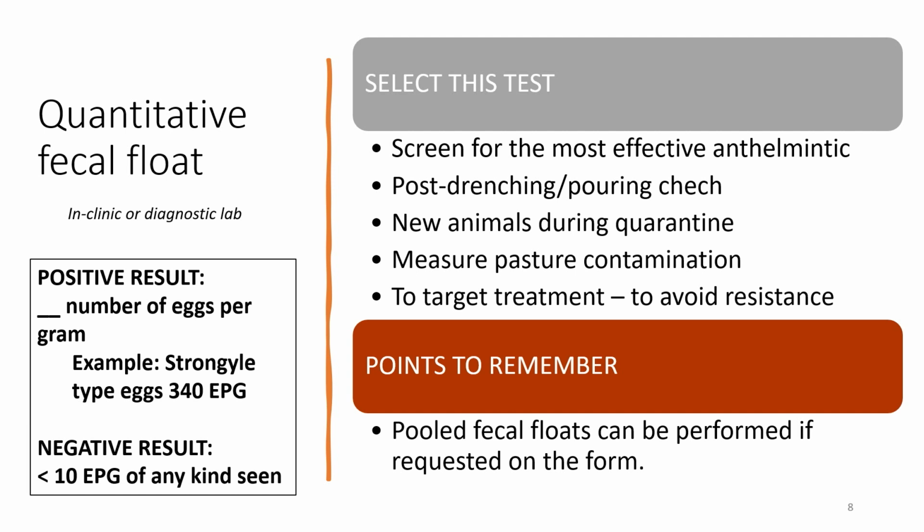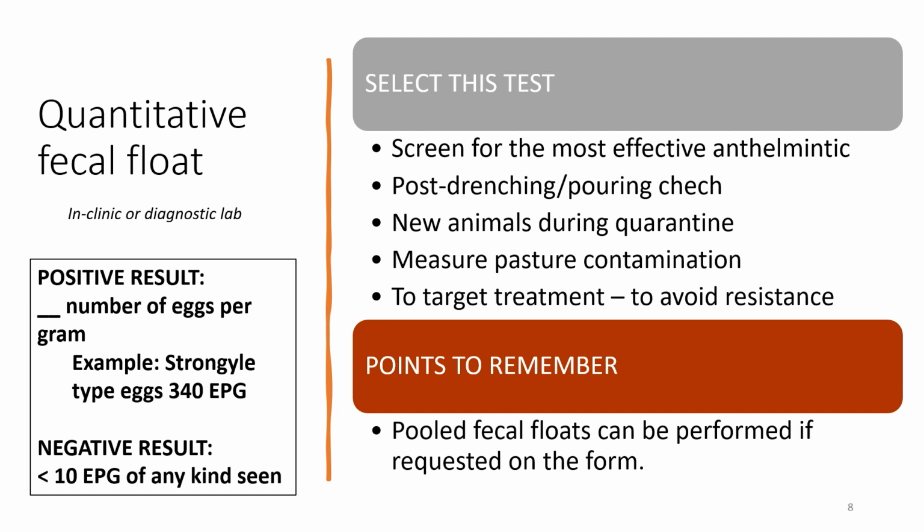This is also a great test if you are testing new animals during quarantine, especially if you suspect that they came with a strongyle burden. Additionally, you can use this to determine if your pasture, if it's a cow-calf operation, is contaminated with strongyle type eggs or Eimeria. Again, this will give you a quantitative test.